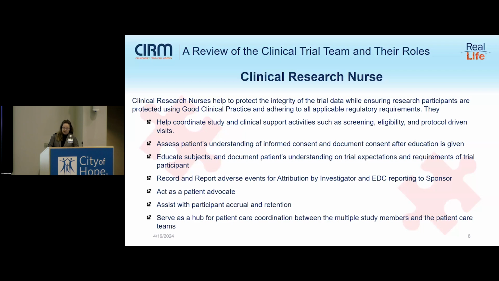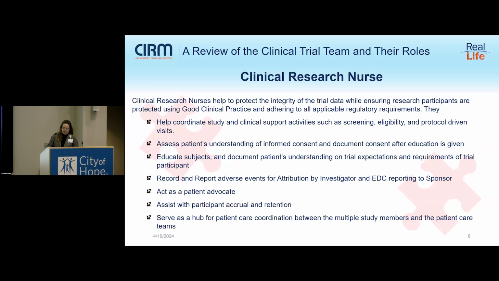In case you haven't heard it enough, the CRNs really are advocates, and as nurses, that is primarily our role, whether it be at the bedside, at the infusion pump, or in the clinical research nurse position. We always want to make sure that we're advocating for our patients. We are recording and grading adverse events for the PI to attribute and make sure that that gets collected and sent to the sponsor and then ultimately reported to the FDA as needed within the time frame available.